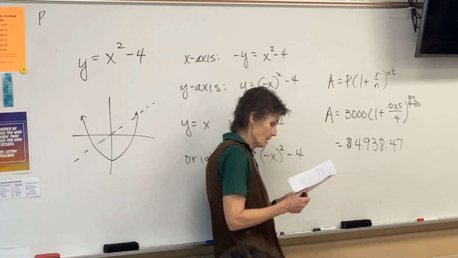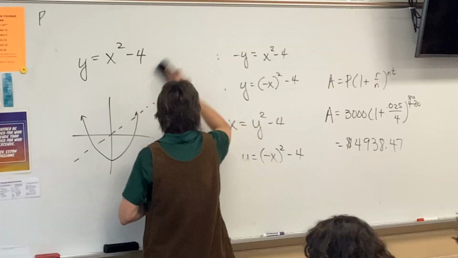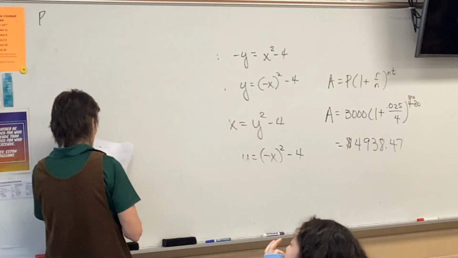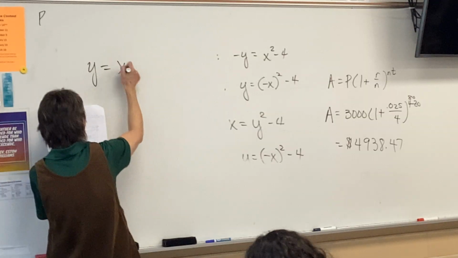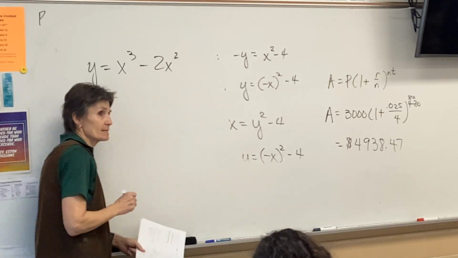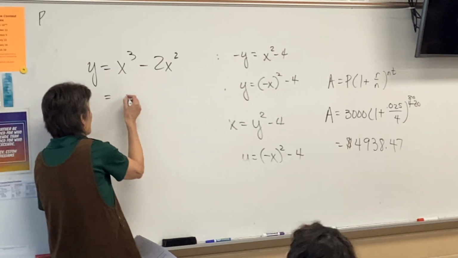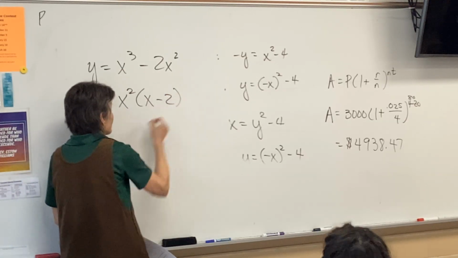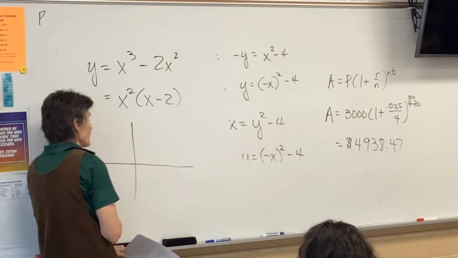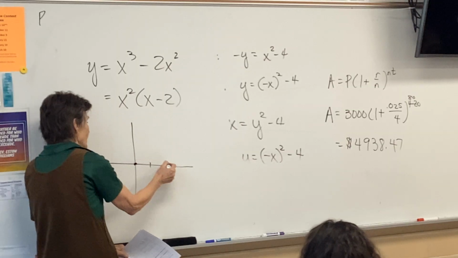Can you do 22? 22. So I've sketched a couple polynomials already. This one is not factored, so what is the first thing we're gonna have to do? Factor it. Because factoring it is how I get my x-intercepts. So I'll take out an x squared. And that's really all I can do. So where are my x-intercepts? 0 and 2.